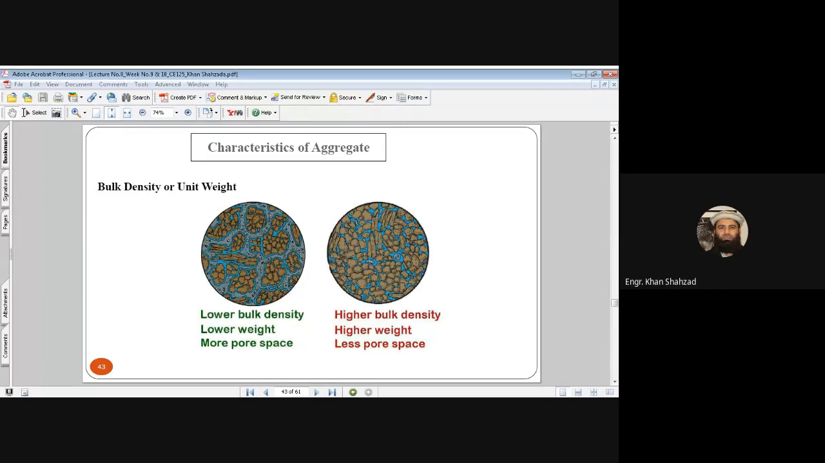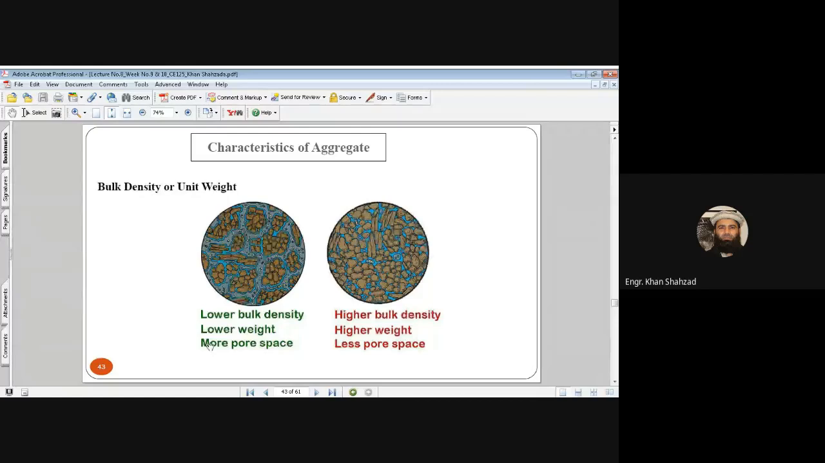So let me ask someone in the class. Fahad Khwaja, I hope you will not leave the class. Yes, sir. What is the difference between this picture and this picture? Sir, this one has lower bulk density, in this the particles are not properly arranged, and the other one has higher bulk density, with fewer pores, while this one has more pores.